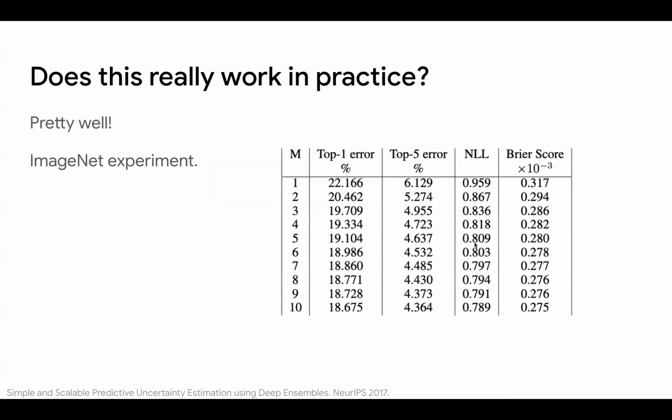This is basically turning all these results into numbers. As you add more and more members to your ensemble, of course, you're decreasing the error. Well, this is actually ImageNet. That's why I included it here. Accuracy improves, but the test log likelihood and Brier score improve as well, which is good. It shows that it's also working at ImageNet scale.